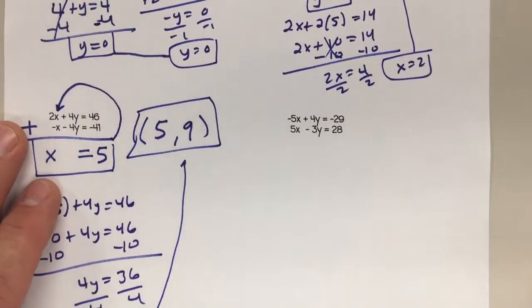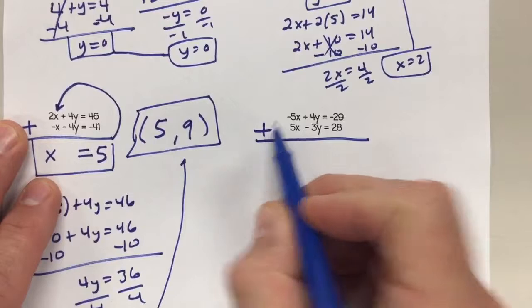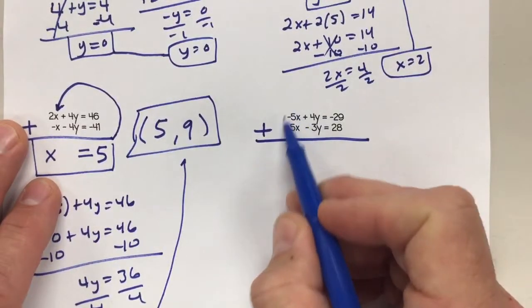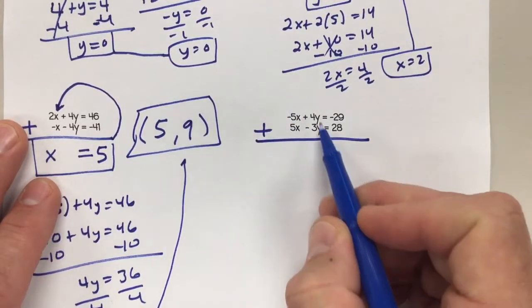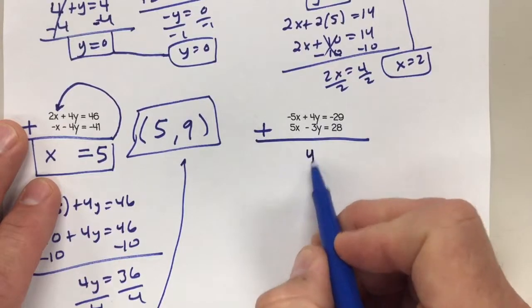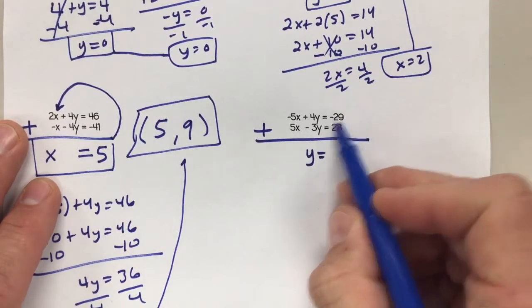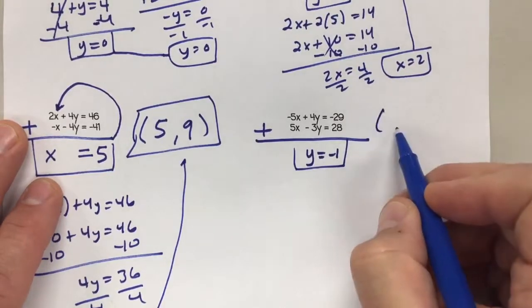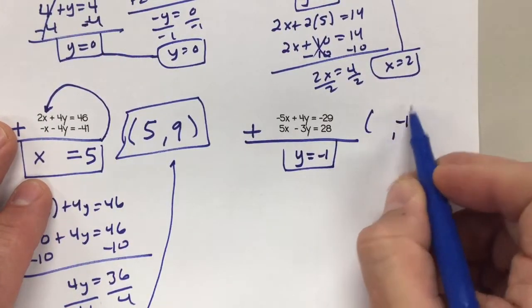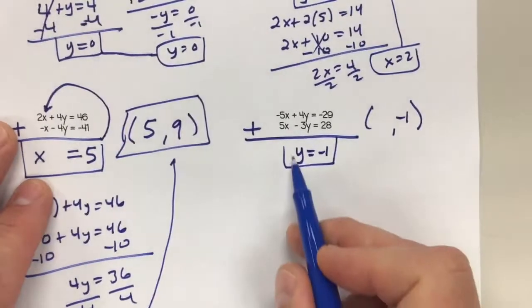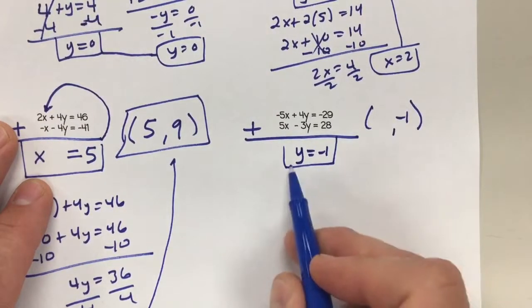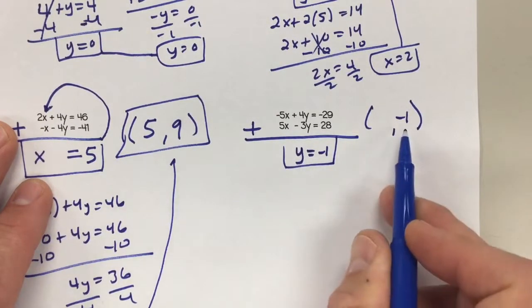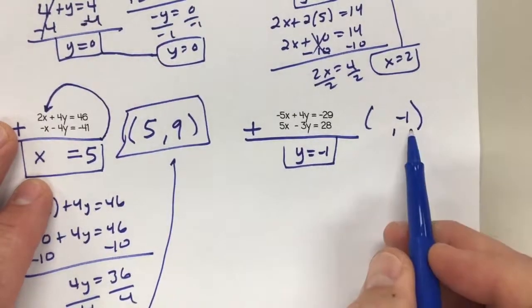And here's my last example. Again, we're just adding. So these two cancel each other out. 4y plus negative 3y is just y. And negative 29 plus 28 is negative 1. So again, this one is already solved for me for y. Now if there had been a number in front of y, I'd have to divide both sides. But since y is by itself already, I already have the answer. So that's half of it.